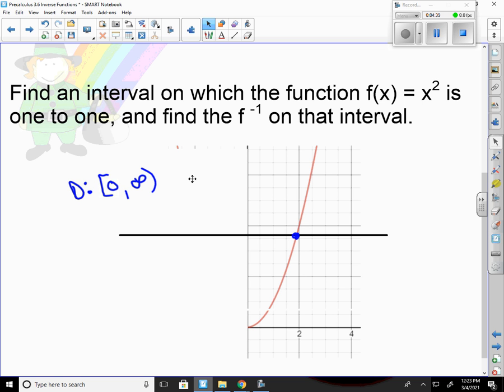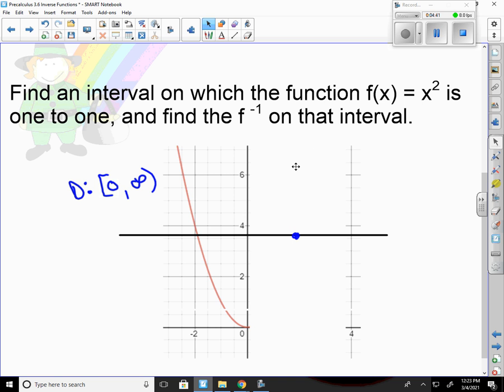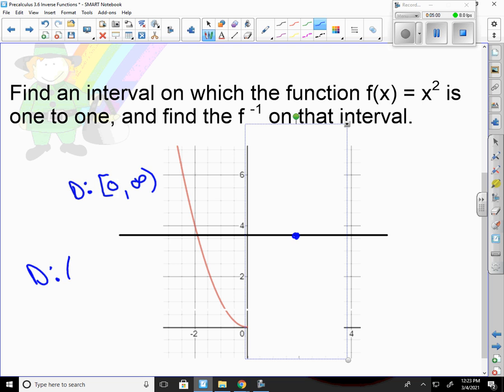Could I have reversed this? Of course I could. I could move my white block over here. And when I do that, you'll see that my domain is from 0 to negative infinity. That's another option, getting rid of the entire right side of the graph. It makes it so that I can come up to 0 and stop, and none of my points will ever repeat.